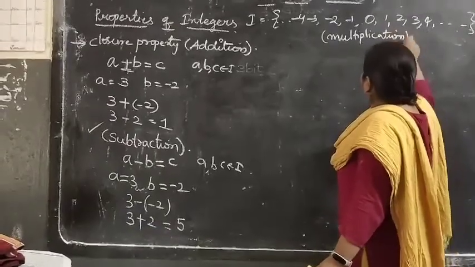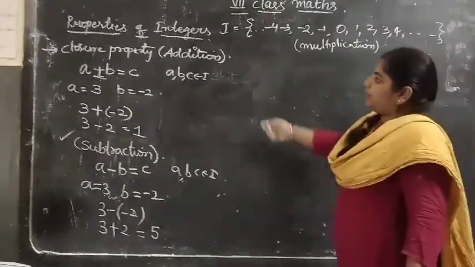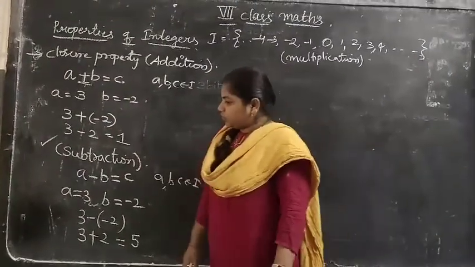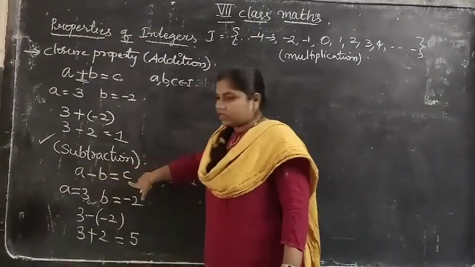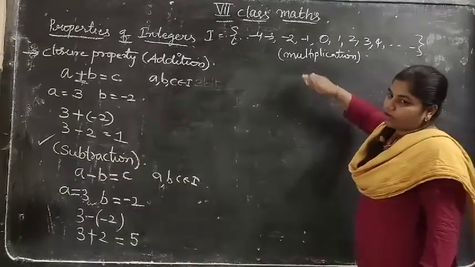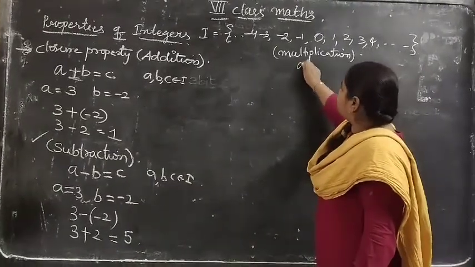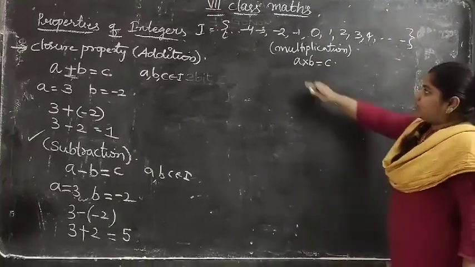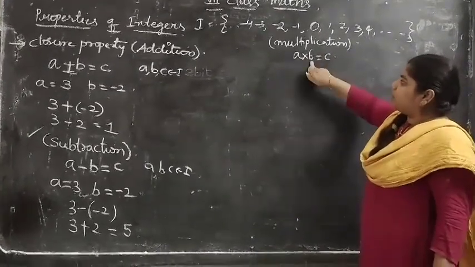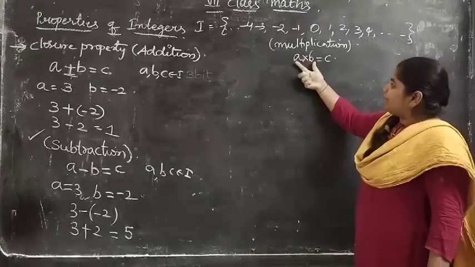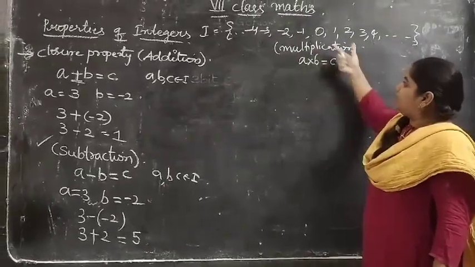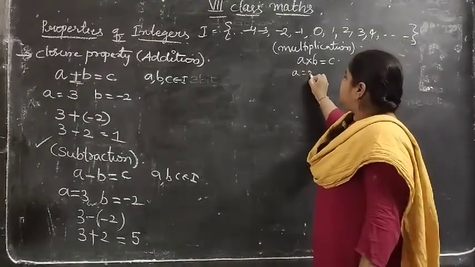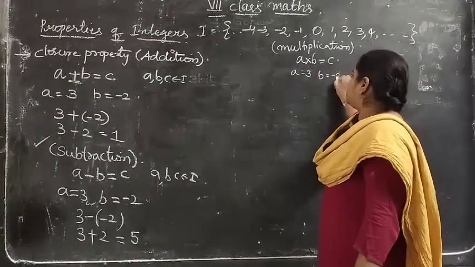So under multiplication we will see now. If it is addition, we have taken a plus b is equal to c. If it is subtraction, we have taken a minus b is equal to c. Now we are doing it for multiplication. So what is the general form? a into b is equal to c. So a value should be an integer, b value should be an integer. If you multiply two integers, again the result should also be an integer. So same values, a is equal to 3, b is equal to minus 2.